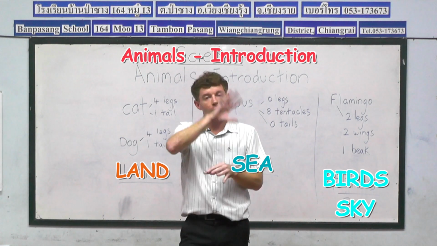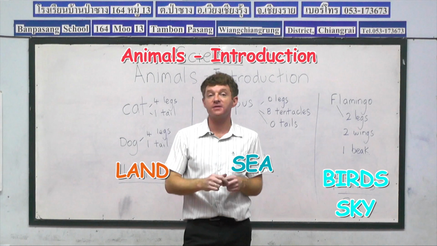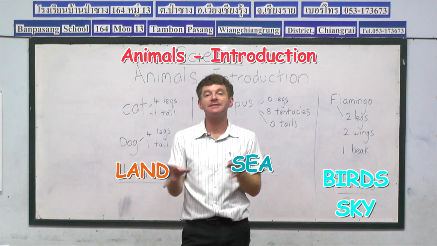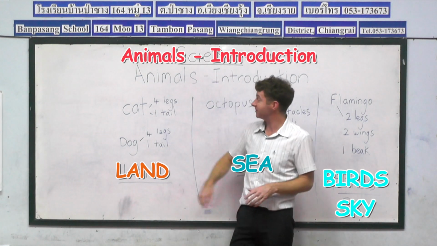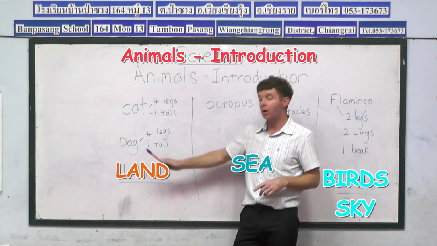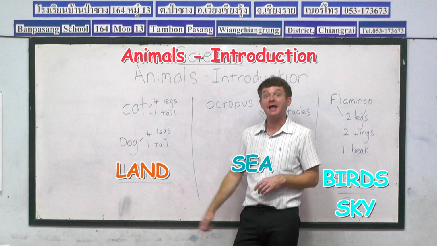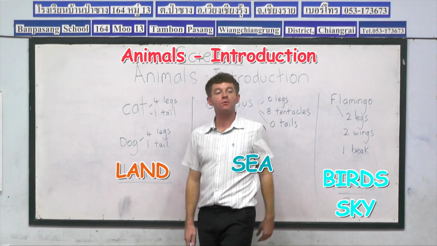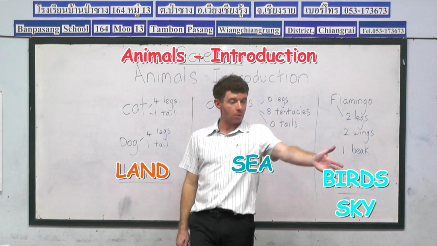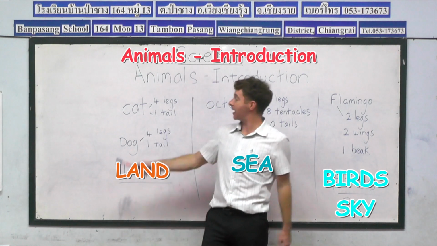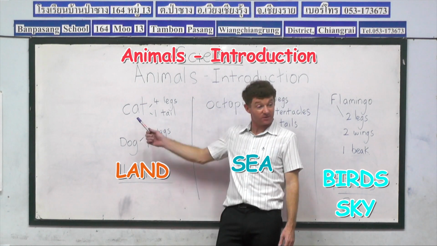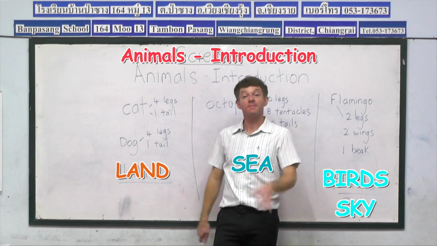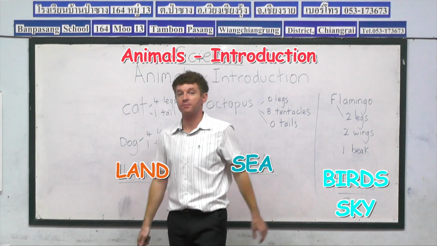So even though all of the different things on the board here are animals, we can see how we can put them into different categories. One more time, guys. Cats, dogs, land animals. Who can think of another land animal? A cow. Excellent. How many legs does a cow have? How many tails? You see how they're near enough the same because they live in the same sort of place.